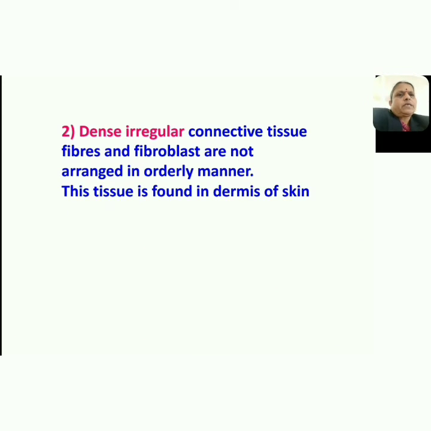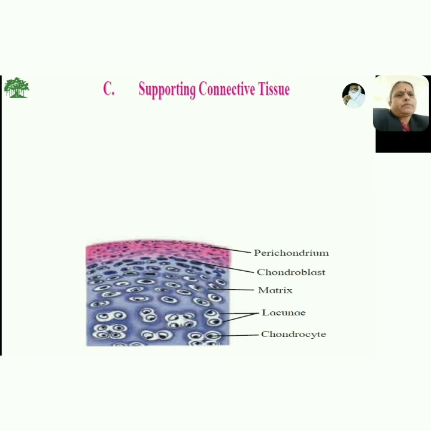See here next, dense irregular connective tissue. They contain fibers and fibroblasts not arranged in an orderly manner. This tissue is found in the dermis of skin.